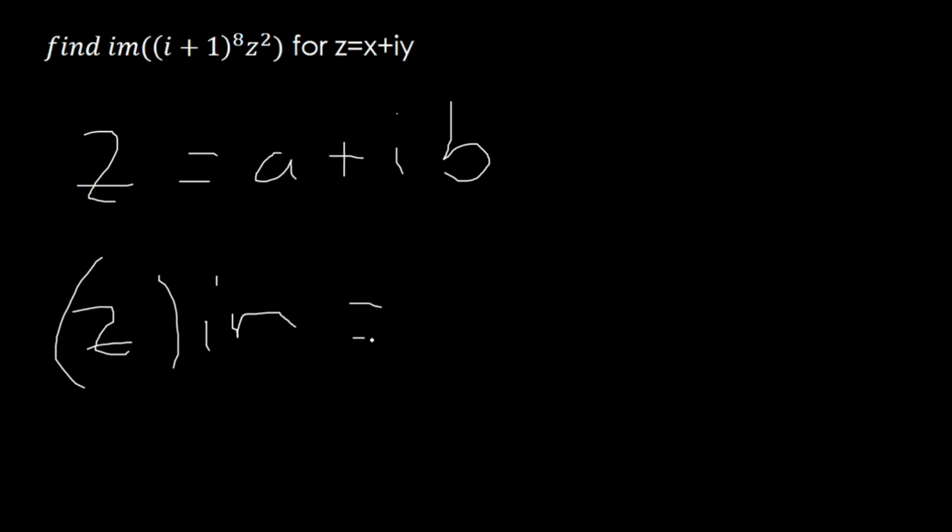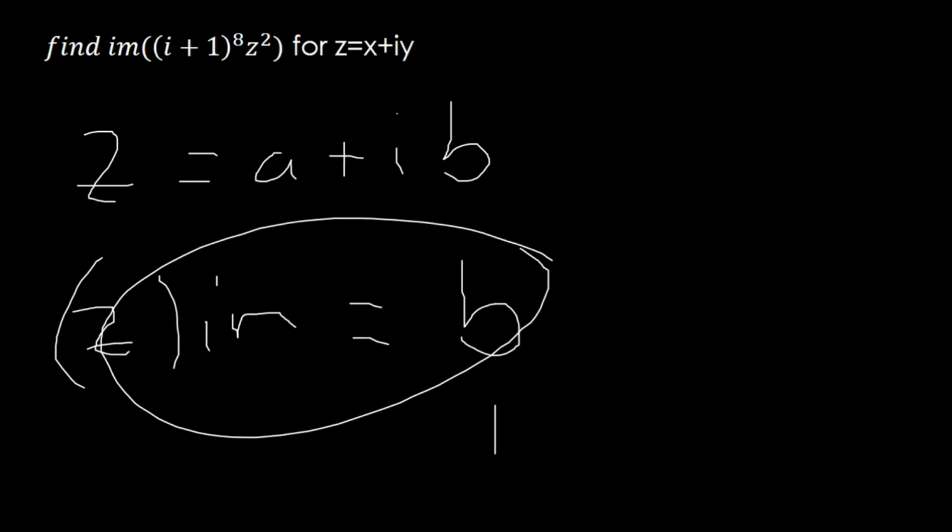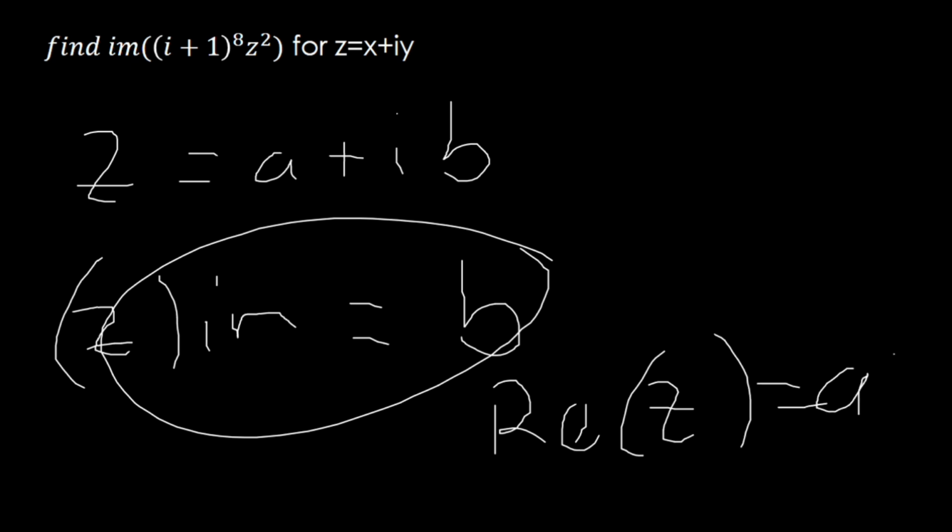Find the imaginary part of (i plus 1) all to the power 8. What about imaginary? For example, you have z is equal to a plus ib. If they say find the imaginary of z, the answer will be b. And in the other case, if they say real of z, your answer will be equal to a. Hope you know about that. Take that into consideration because that will be very crucial in this topic.